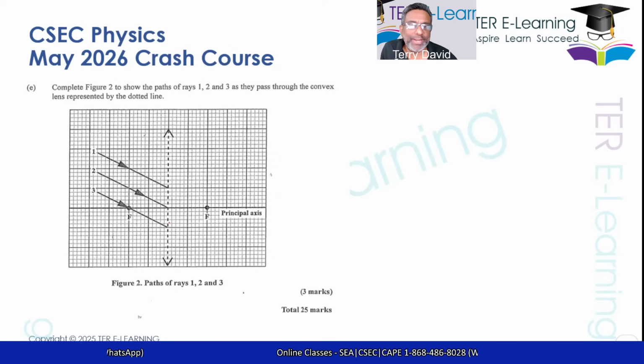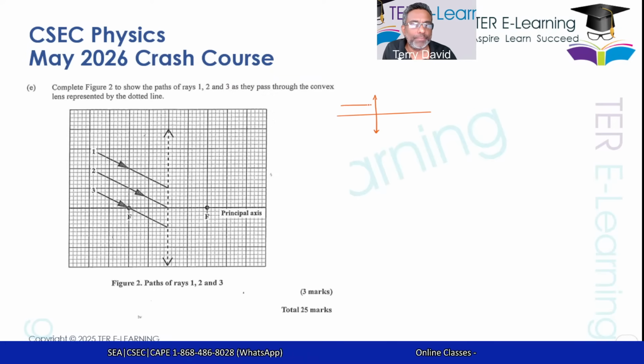So we have 3 rays here that are heading towards a convex lens. And what we want to do is complete what's happening here. So first of all, there are some rules when it comes to drawing rays. Let me give you the rules here one time. CXC likes to be different. These are the rules you need to know.